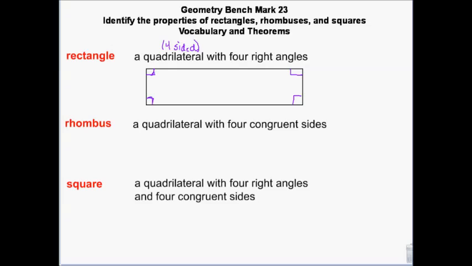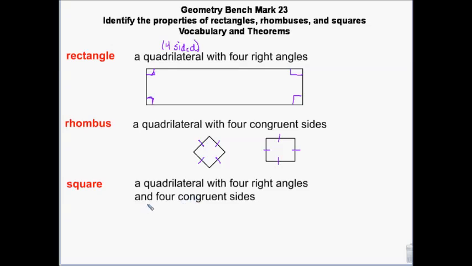Now, the technical definition of a rhombus is a quadrilateral with four congruent sides. There we go. So we have 1, 2, 3, 4 congruent sides. And then it doesn't matter how they're rotated. That's definitely not a rhombus. And it doesn't matter anything about the angles. All we care about is the sides. Okay, so all four sides are the same.